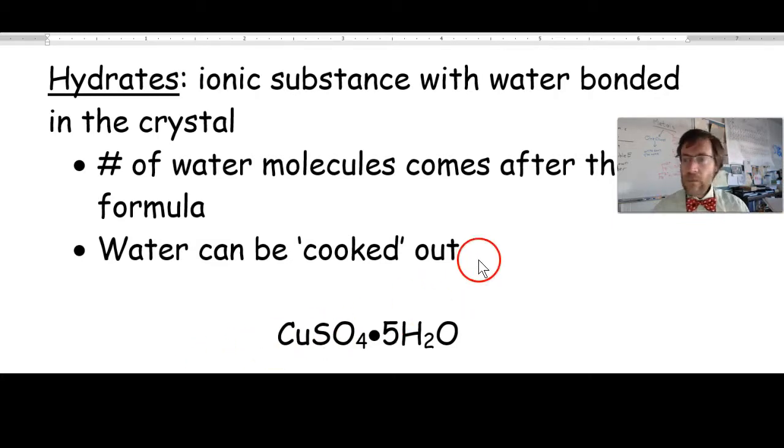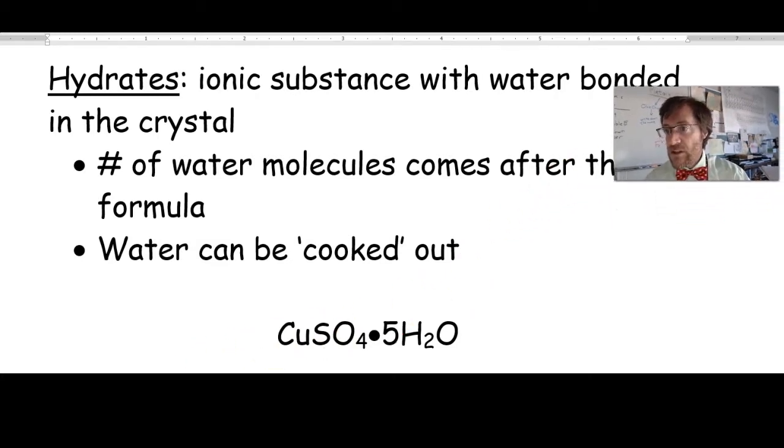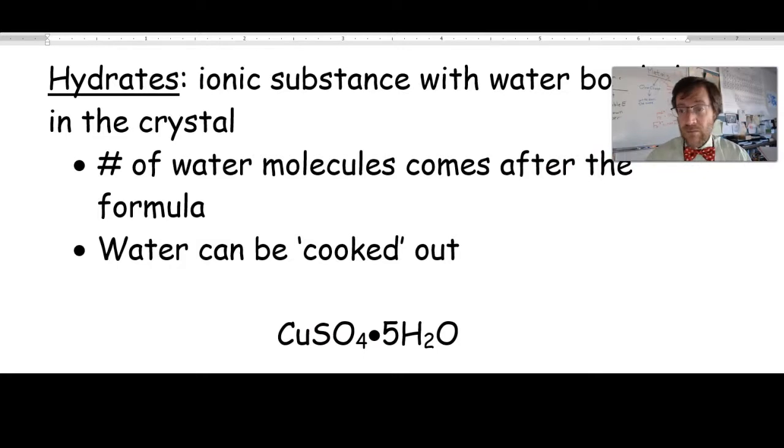However, we can cook them out. So you just put these hydrates in an oven and you can basically steam off the water. Okay? So that's what a hydrate is. It's basically an ionic substance with water bonded inside the crystal. And the number of water molecules comes after the formula, okay? And I want you to look at this little dot here. That means hydrate. They go dot, so many waters. That dot means hydrate, and it tells you how many.